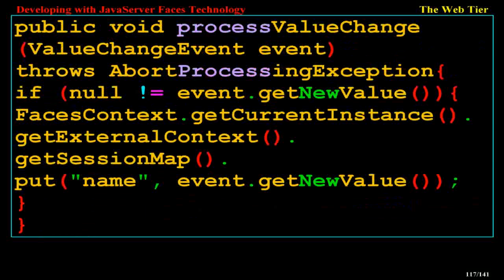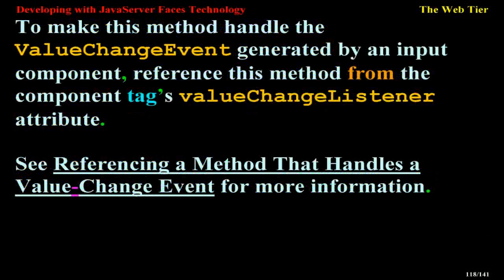public void processValueChange(ValueChangeEvent event) throws AbortProcessingException { if (null != event.getNewValue()) { FacesContext.getCurrentInstance().getExternalContext().getSessionMap().put("name", event.getNewValue()); } }. To make this method handle the ValueChangeEvent generated by an input component, reference this method from the component tag's valueChangeListener attribute. See Referencing a Method That Handles a Value-Change Event for more information.